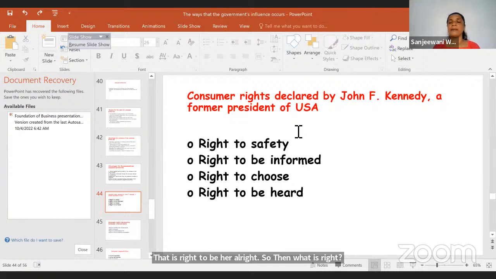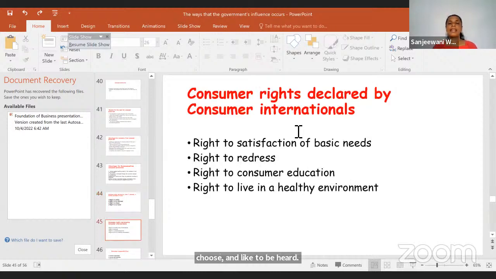All right, so what are the consumer rights declared by John F. Kennedy? Right to safety, right to be informed, right to choose, and right to be heard. Then the consumer rights declared by Consumer International.